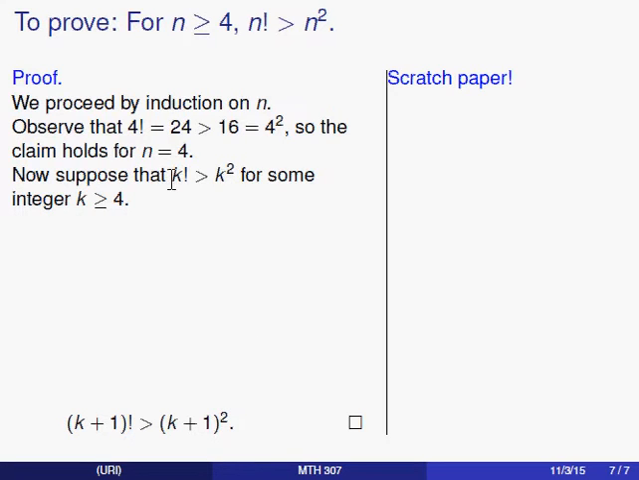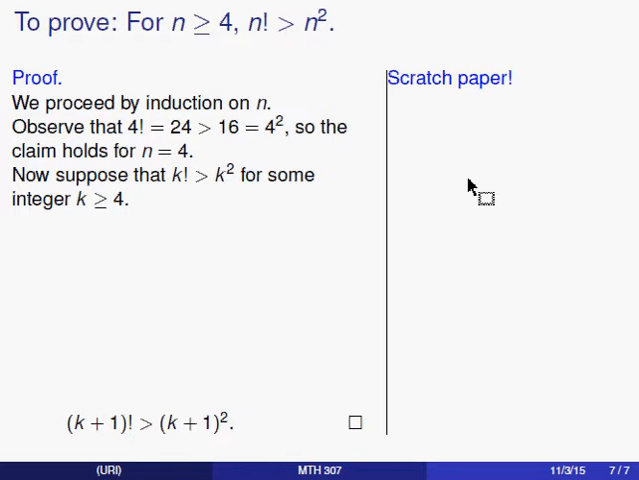Using this fact that the kth statement holds, how am I going to prove that k plus 1 factorial is greater than k plus 1 squared, knowing this? I'm looking for a connection between this statement and this one, and our factorials will do it for us. You'll notice here k plus 1 factorial and k factorial satisfy some kind of relationship.